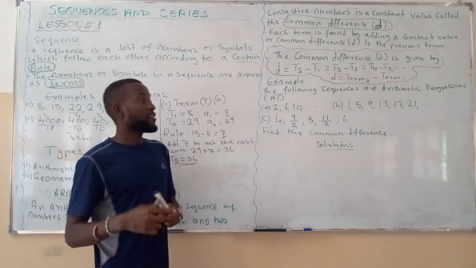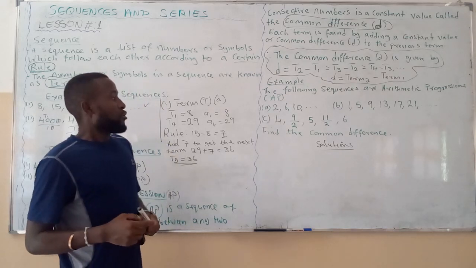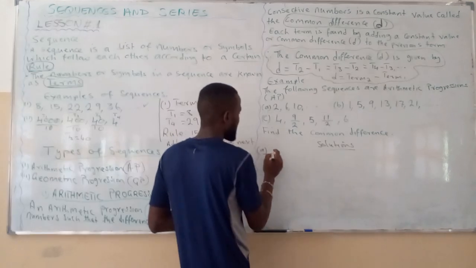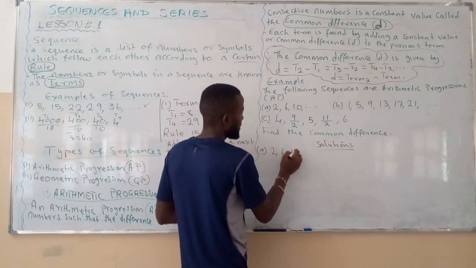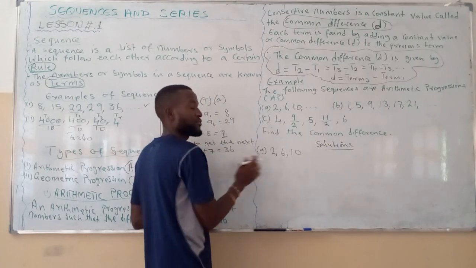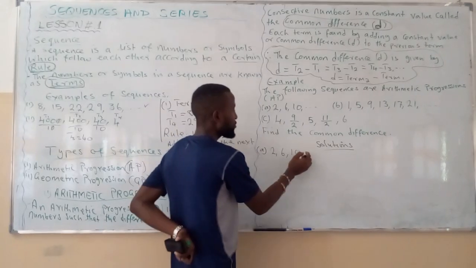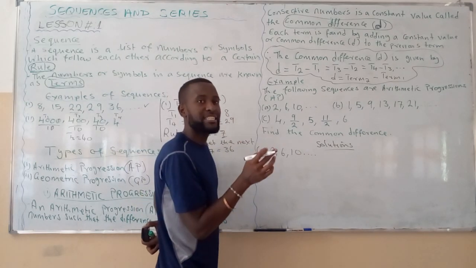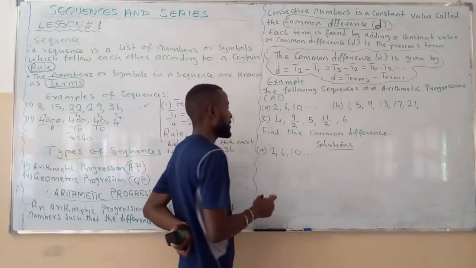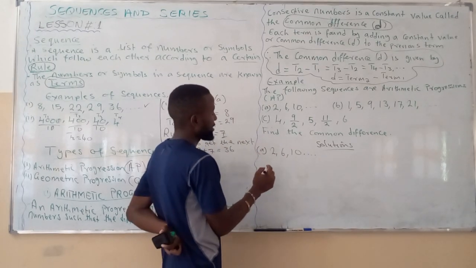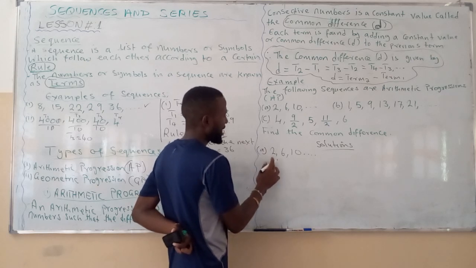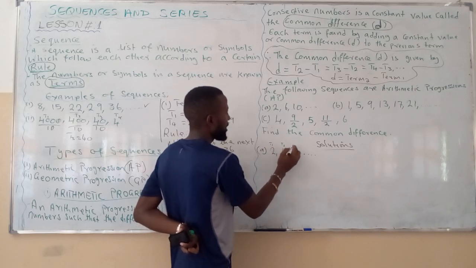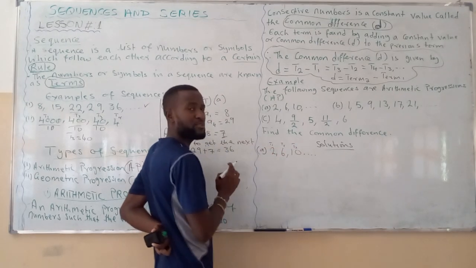Okay, so now let's see if you found the correct answer. Let's start with question number 1. We are given the sequence 2, 6, 10, and they want us to find the common difference. Once we see something going like this, it simply means that this sequence is infinite, it does not end, it continues going. Let us identify the terms first. This is my term 1, this is my term 2, and this is my term 3. So I'm given 3 terms in this sequence.